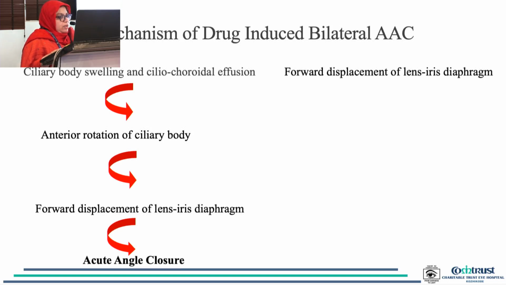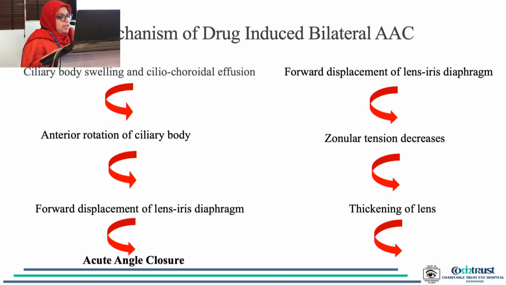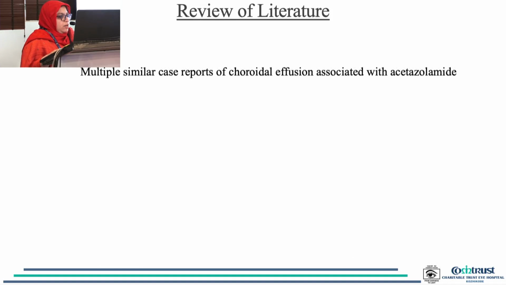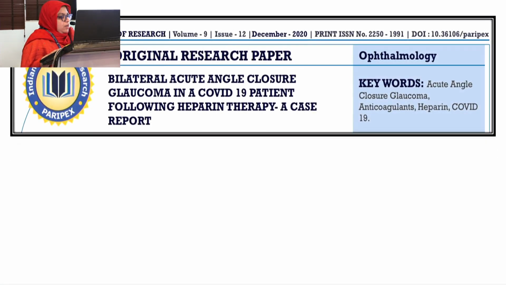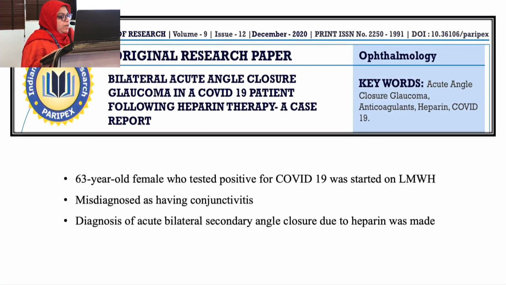With the forward displacement of the lens iris diaphragm, the zonular tension decreases, there is thickening of the lens, and also induced myopia. There are various case reports, such as ciliochoroidal effusion noted after a single dose of acetazolamide after cataract surgery. Another is a case report of a COVID-19 patient treated with low molecular weight heparin, who was misdiagnosed as having conjunctivitis and developed bilateral acute angle closure.